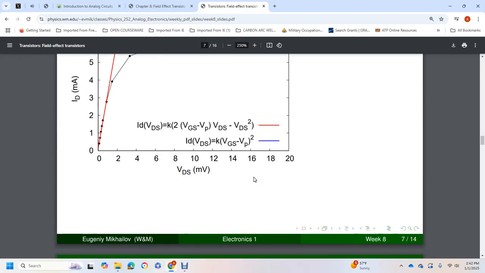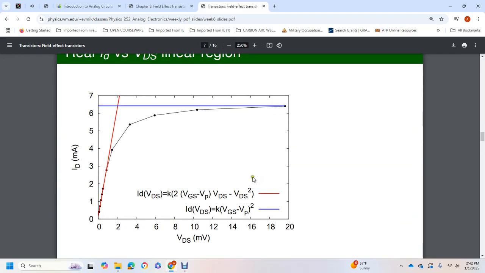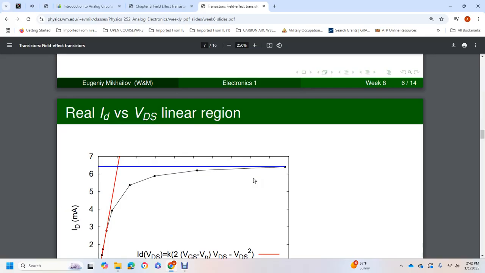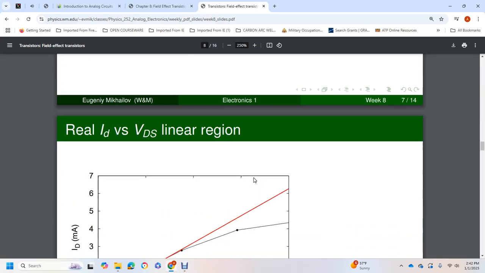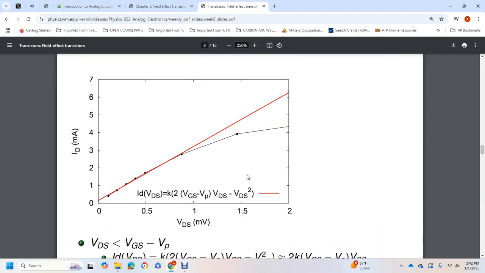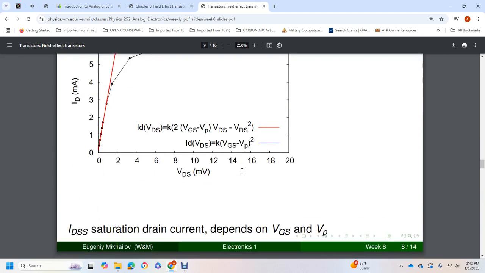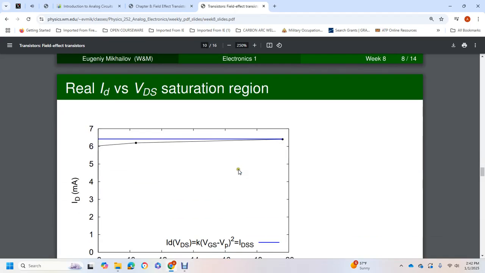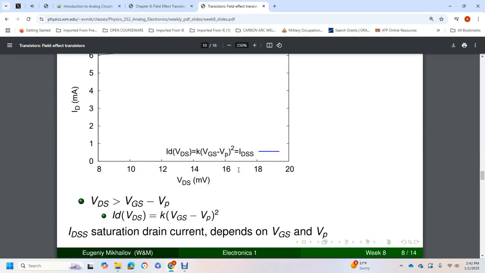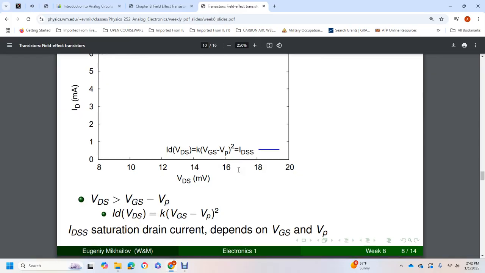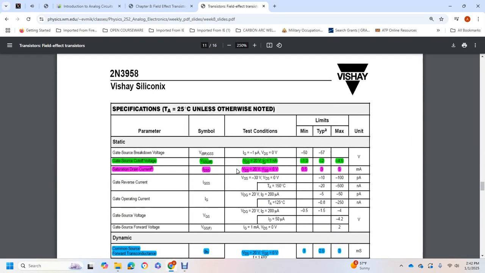Another picture. This is the drain current versus the drain-source voltage in the linear region, and again in the linear region, and then in the saturation region. The saturation region depends on the gate-source voltage and the pinch-off voltage. Reading specifications.